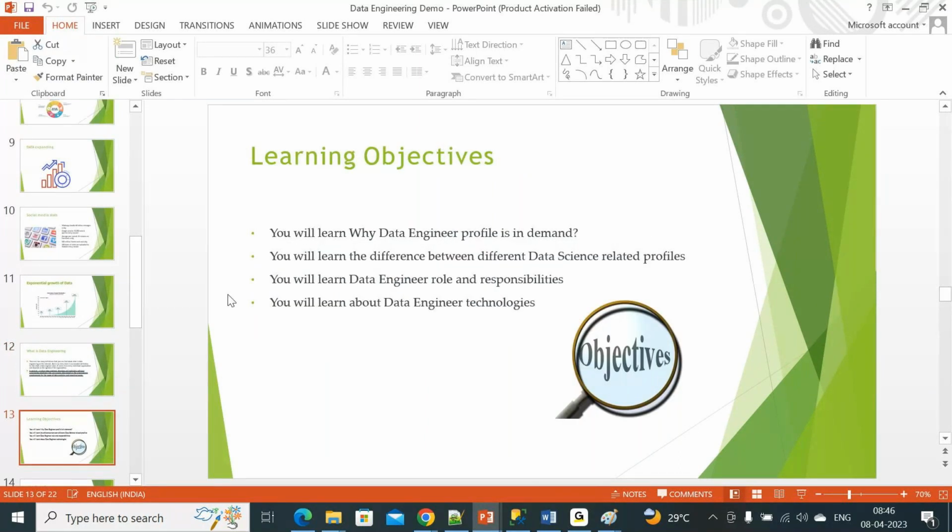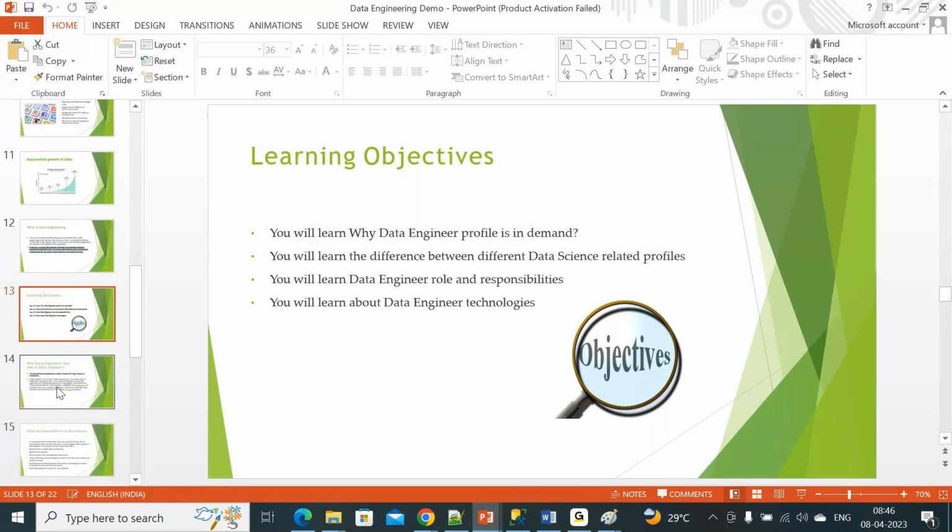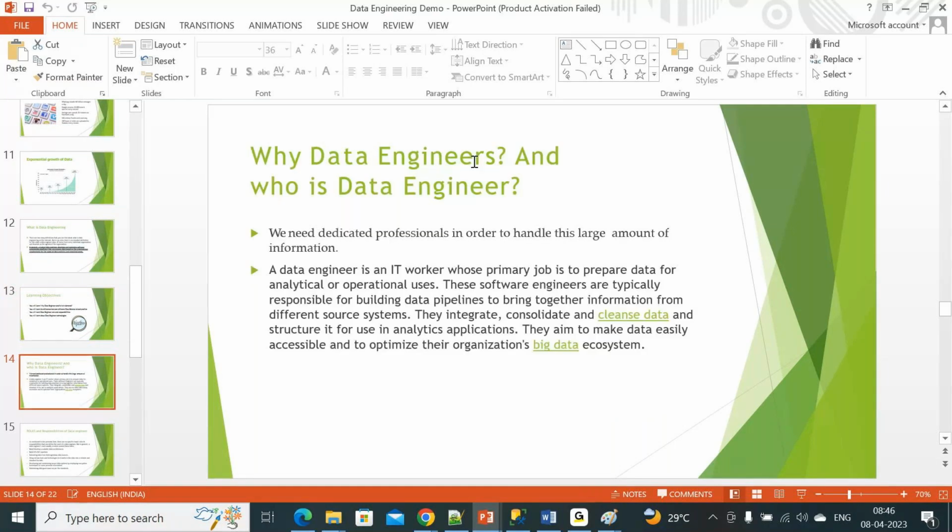Next agenda is you learn why data engineering is a profiling domain. So, as I said, why data engineers, and who is a data engineer? A data engineer is nothing but an IT worker whose primary job is to prepare data for analytics and operational users.